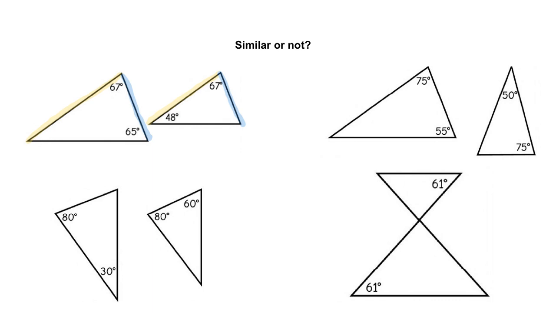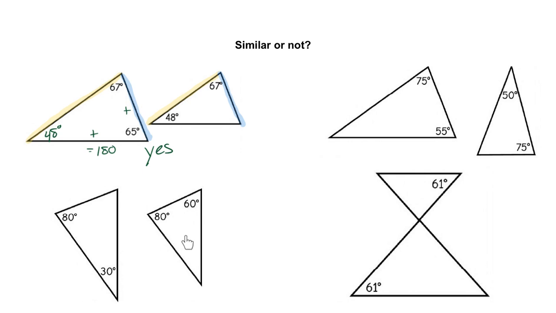But something I could do is take this measurement, insert it here, and see if it adds up to 180, because remember, all the inside angles of a triangle should add up to 180. So 67 plus 65 plus 48, that does equal 180. So these two triangles are similar, because if this angle is 48, that means this angle is 65. So yes, it's similar.